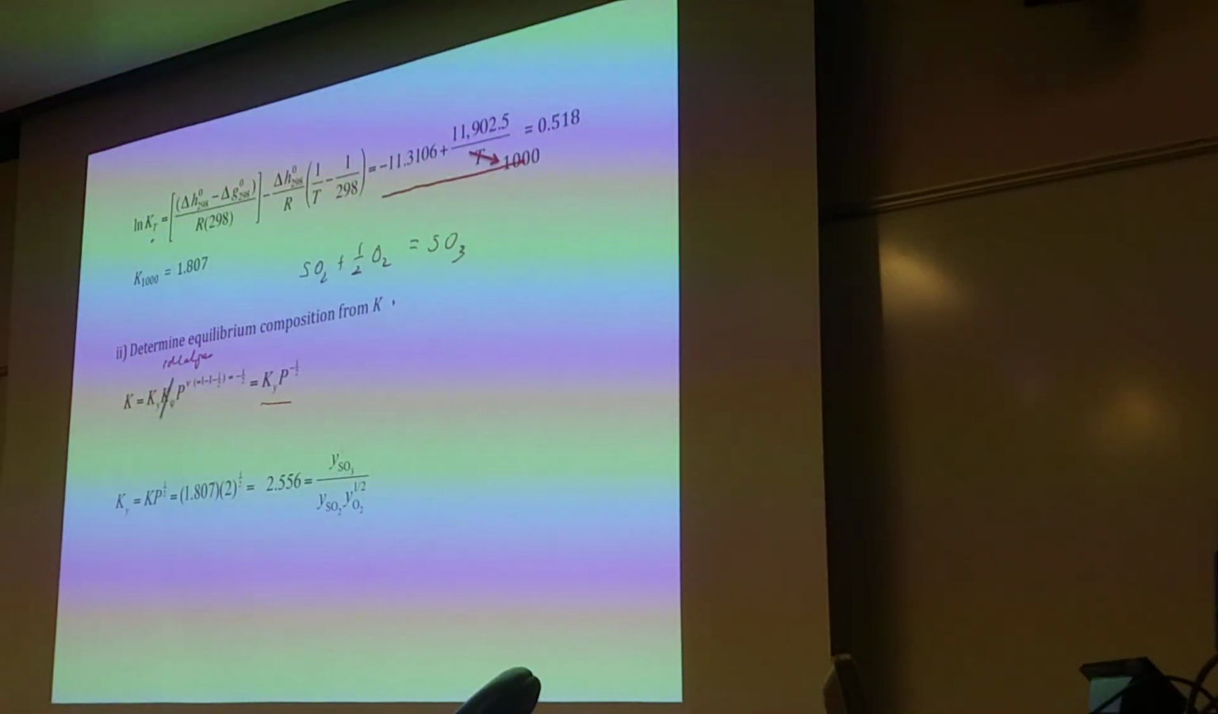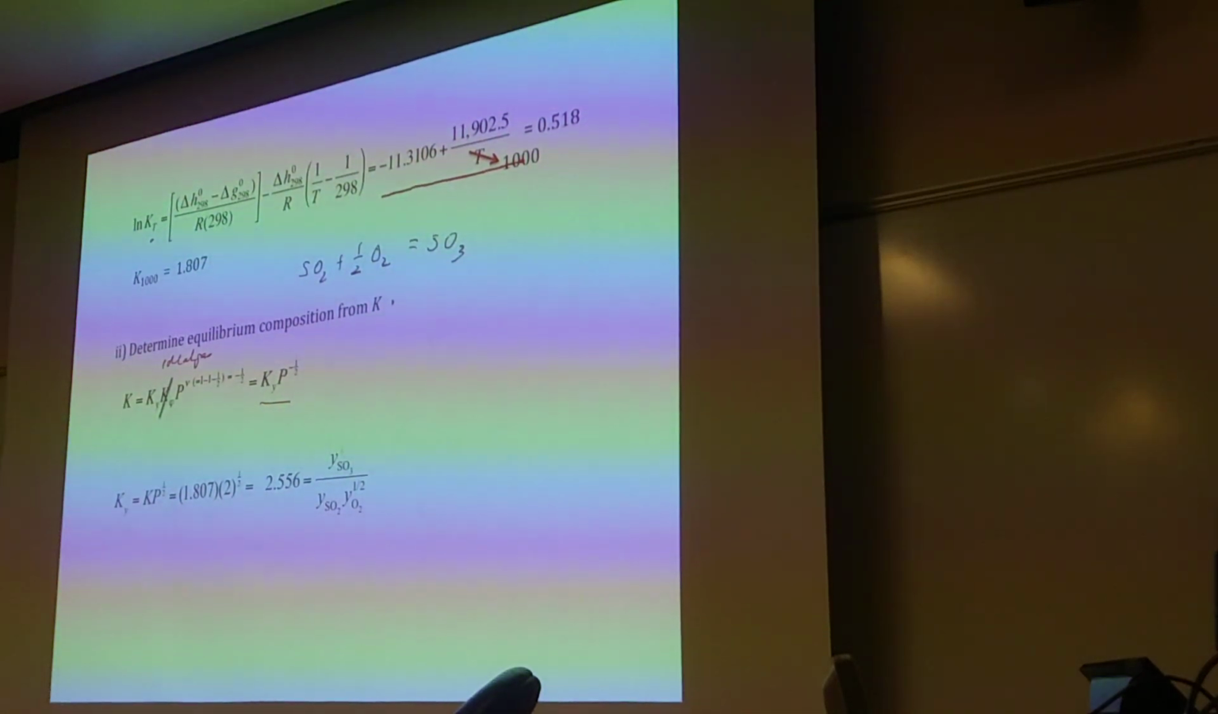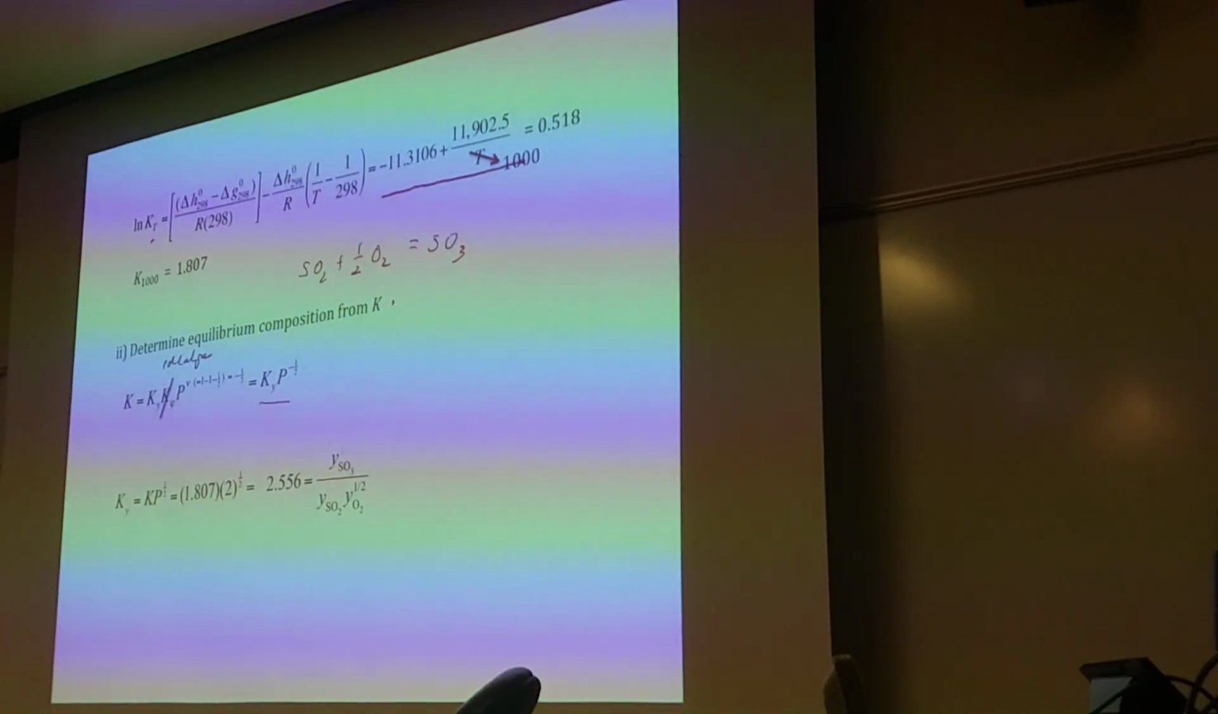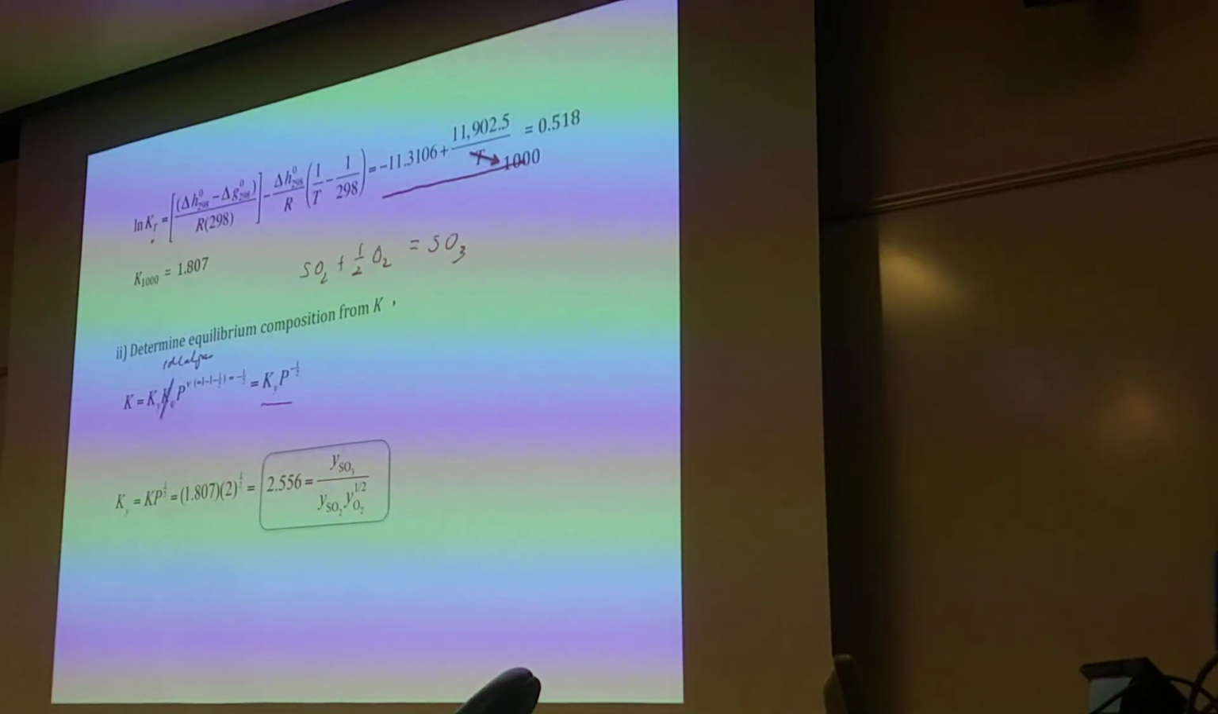So if I put in the numbers for that, then Ky is equal to the K that I got from up here times the pressure with an exponent of 1/2. When I put that in, I get a value for Ky, which is the one I'm interested in now for evaluation of the composition, equal to 2.556. And remember what that is: this combination of the mole fractions in the equilibrium mixture. And it's these quantities that I want to evaluate.